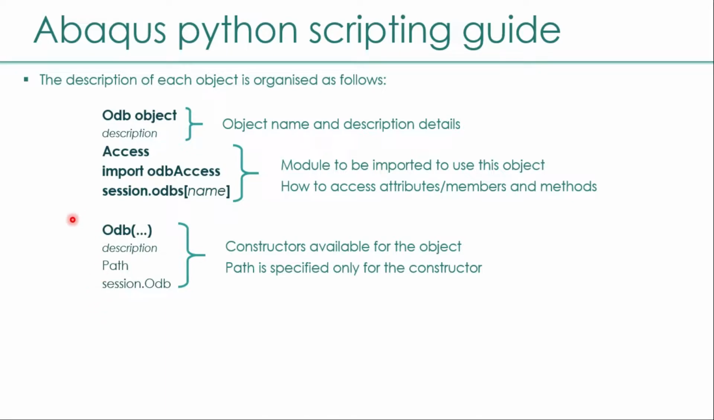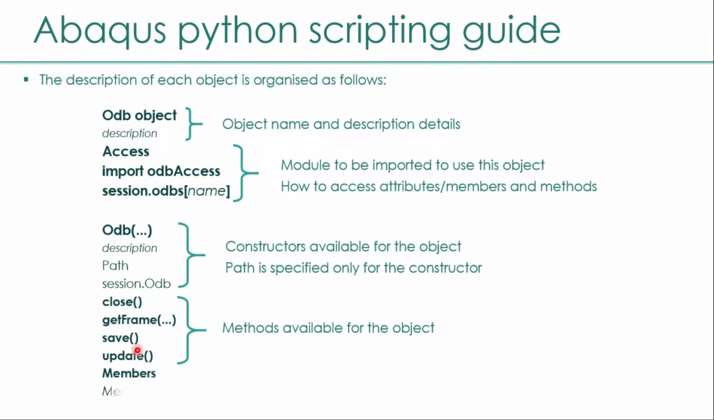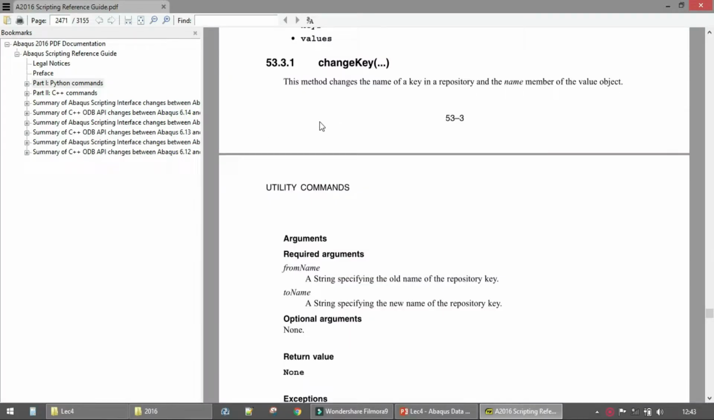So first, if any object has some constructor, then you will see these kinds of methods organized. But if some object doesn't have a constructor, then you will not see methods organized like this. After this, we will see other methods that are available for this object, and at the end we will see what the members are and their details, what types of information are stored in those members. We will see that.